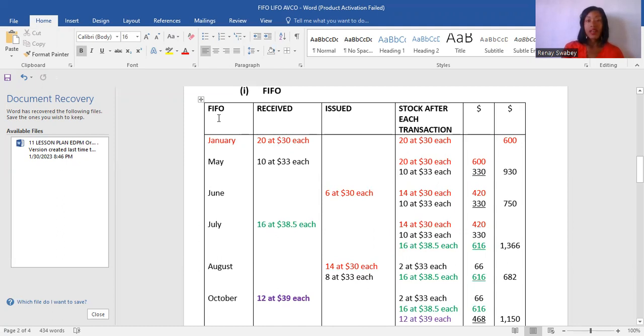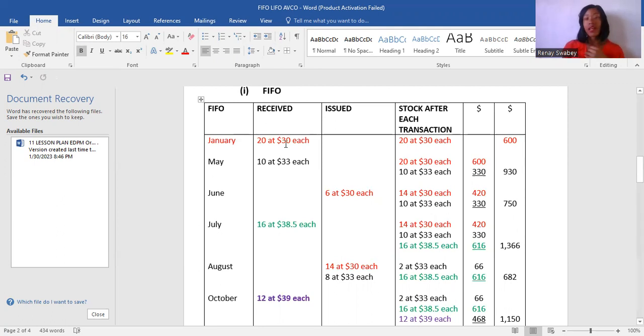Let me just say, as a reminder, FIFO means first in, first out. So the first good that you purchase in the year is the first good that you will sell. Issued also means sold, and received also means purchased. Stock after each transaction means that in the month, if you receive 20 items and you sold 10 out of that 20, then that would be a transaction. The act of selling and getting your money in exchange for the items you sell, that would be a transaction.